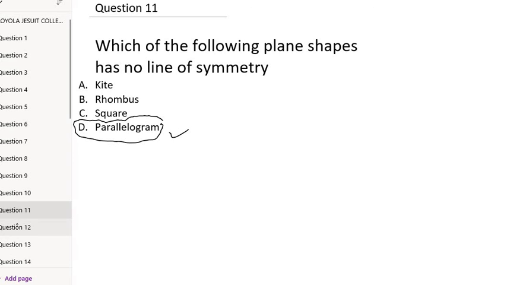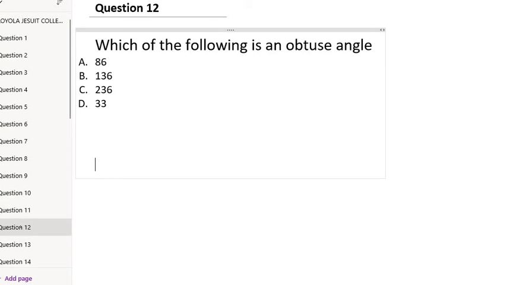Question 12. Which of the following is an obtuse angle? An obtuse angle is an angle that is more than 90 degrees but less than 180 degrees. So the right answer is B, 136 degrees.